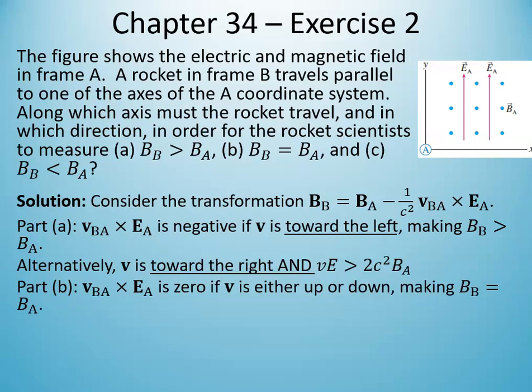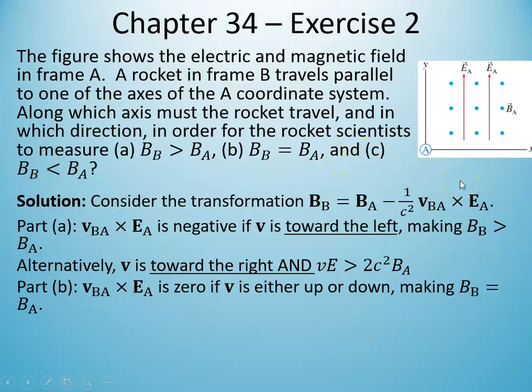Part B. In this case, it actually is straightforward. If the velocity vector is either up or down, then the cross product will be 0 because you're going parallel to the electric field. Two vectors that are parallel or anti-parallel will have 0 cross product. So then B sub B vector is B sub A vector, and the magnitudes would also be the same.